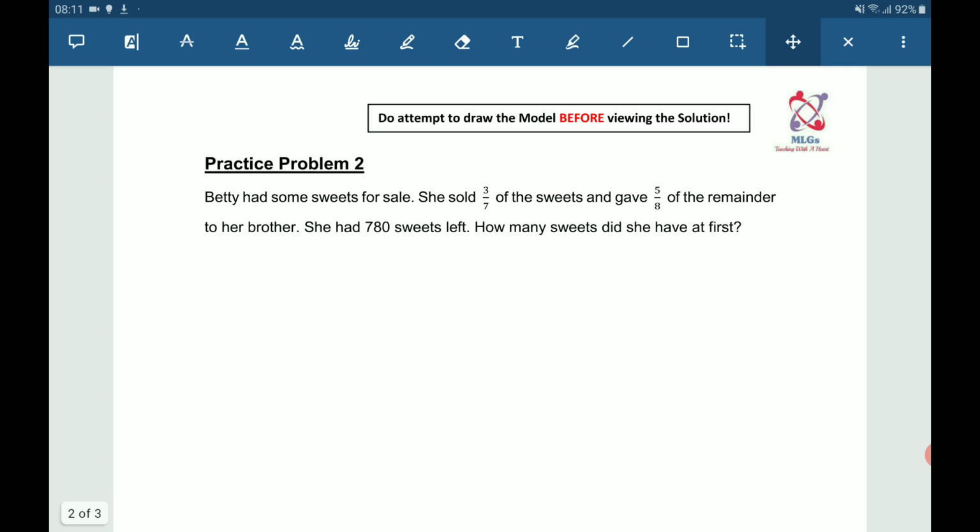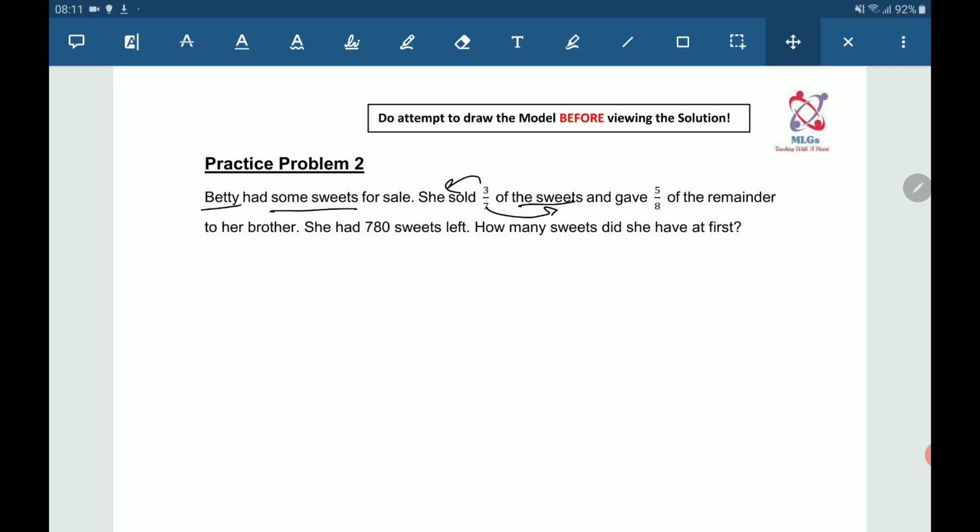Now, Betty has some sweets for sale. Alright, so we don't know how many sweets, so it's unknown. She sold 3/7 of the sweets. Now, when I look at this fraction and I want to draw the model, I always have to break up the fraction, so that you can know how many boxes to draw and how many boxes to label, right? Or how many boxes for what purpose, right? So the sweets have 7 boxes, and she sold 3 boxes of the sweets.